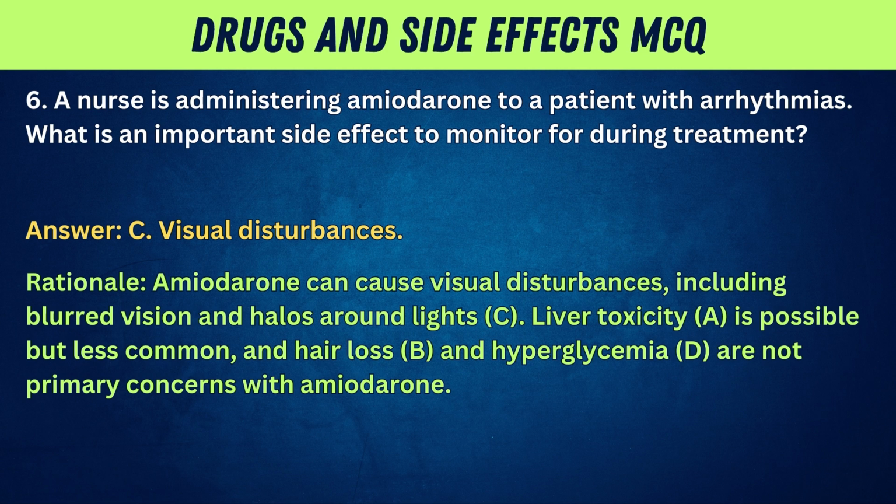Amiodarone can cause visual disturbances, including blurred vision and halos around lights. Liver toxicity, A, is possible but less common, and hair loss, B, and hyperglycemia, D, are not primary concerns with amiodarone.